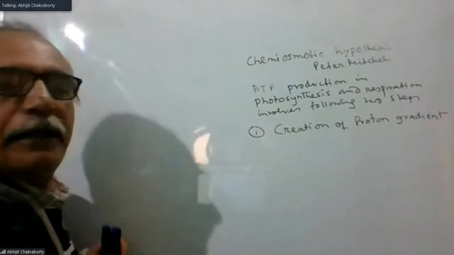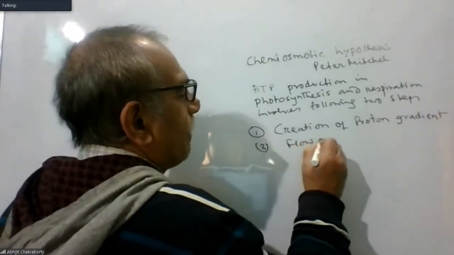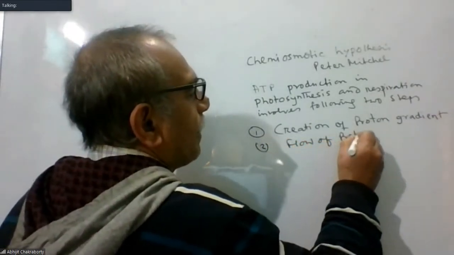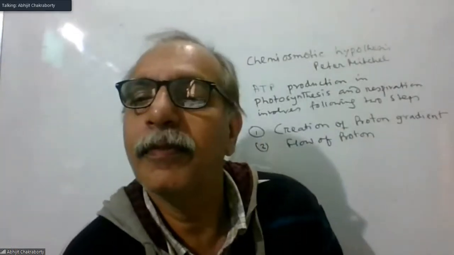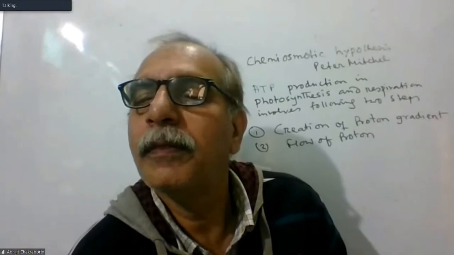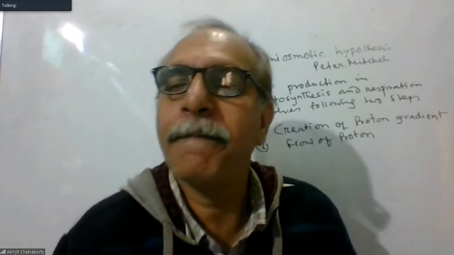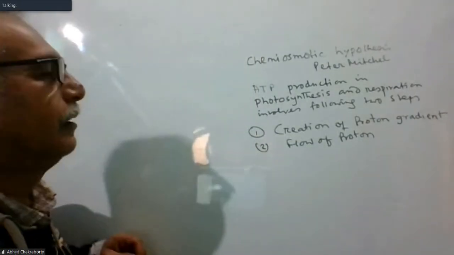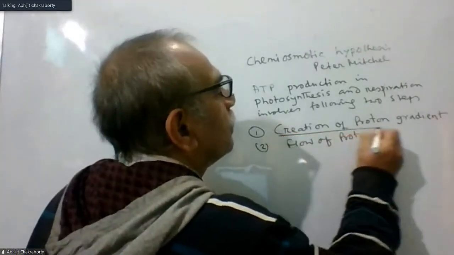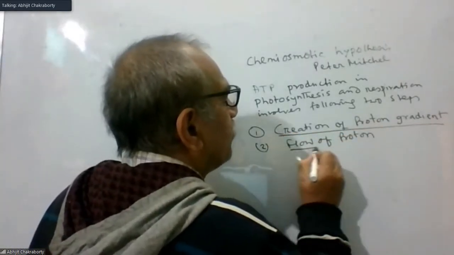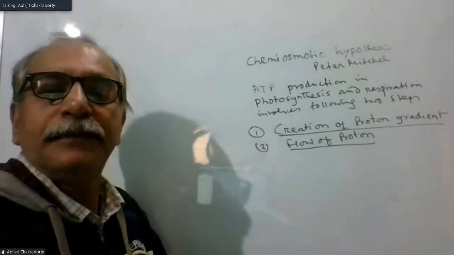Creation of proton gradient, flow of proton. Now actually first of all the proton gradient is required to be created. After that only the protons will flow. So creation of proton gradient and flow of proton.